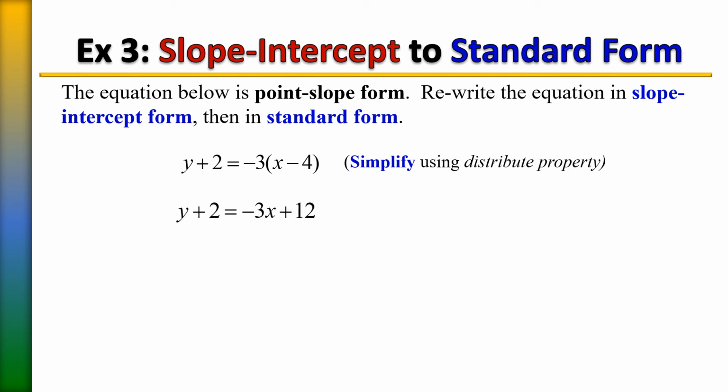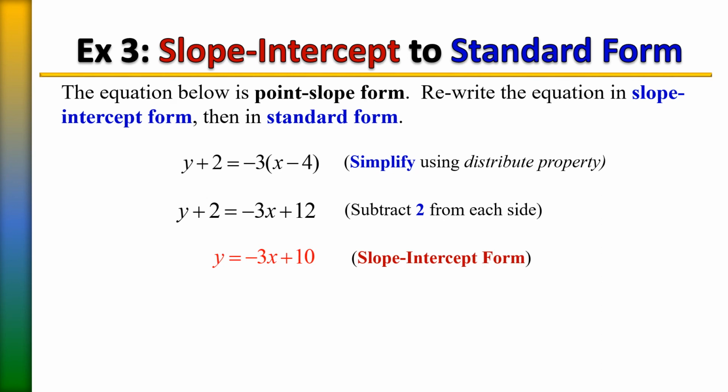Our last step to getting y all by itself: right now, 2 is on the side with y. So to get y by itself, we have to remove that 2, and to do that, we have to do the opposite. The opposite of positive 2 is negative 2. So we're going to go ahead and subtract 2 from each side. When we take 2 from the right side, we have a total of 12. If we take 2 away, that's going to leave us with 10 on the right side. And so writing it in slope-intercept form then would be y equals negative 3x plus 10.